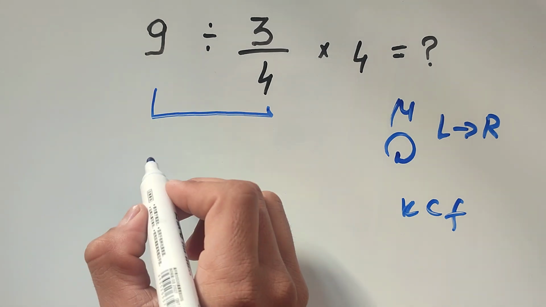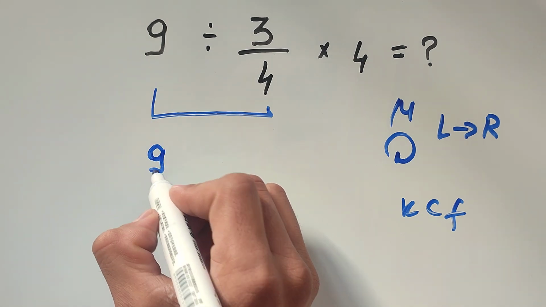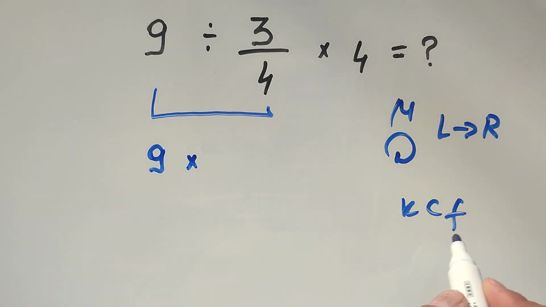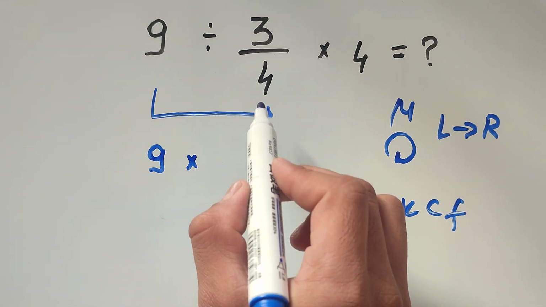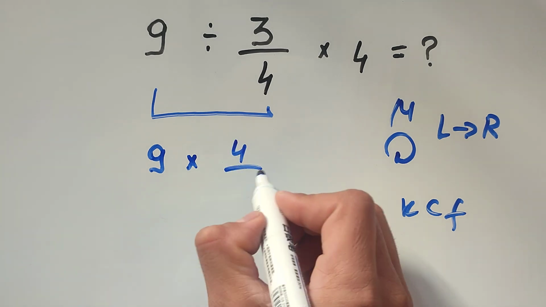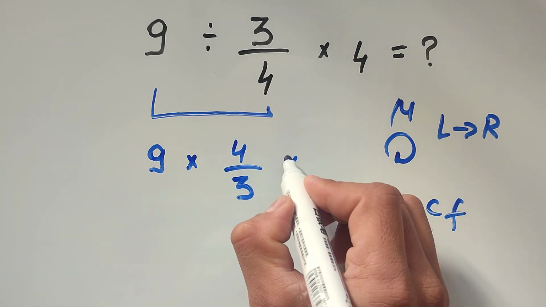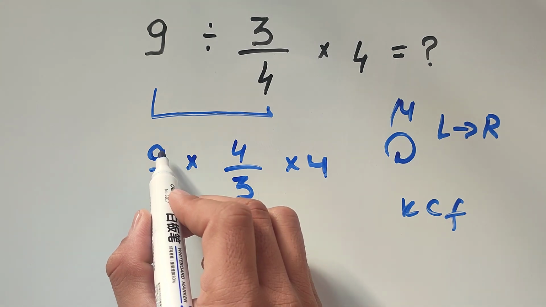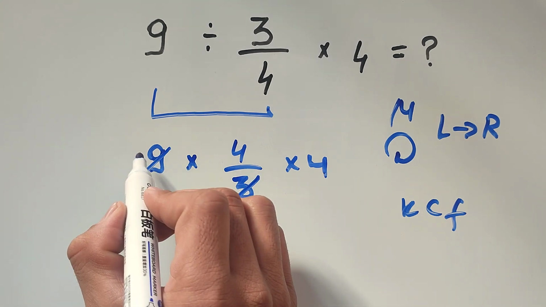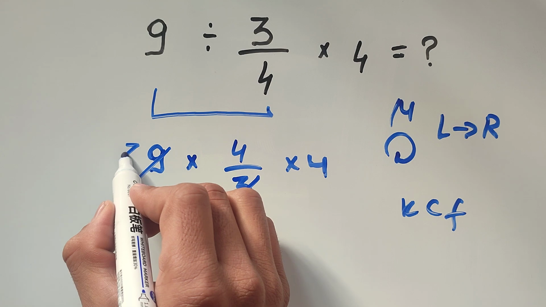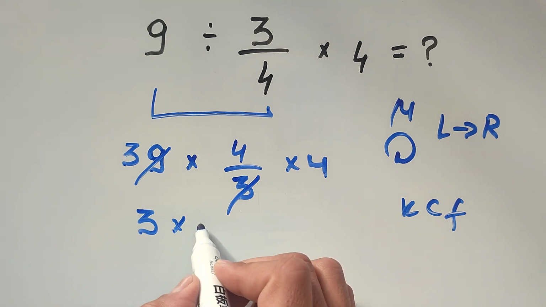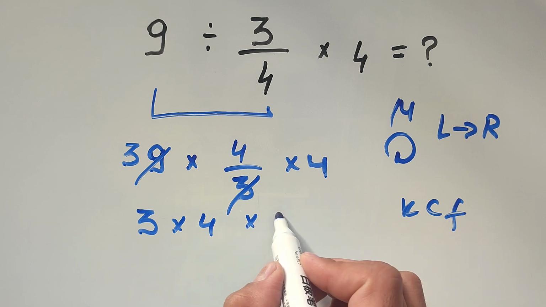And first we have to write keep 9 and change. We have to change division to multiplication, and we have to flip 3 over 4. When we flip it, it becomes 4 over 3, and multiply it by 4. And we can easily cancel this 9 with this 3. There is 3 left here, and 3 multiplied by 4 multiplied by 4.